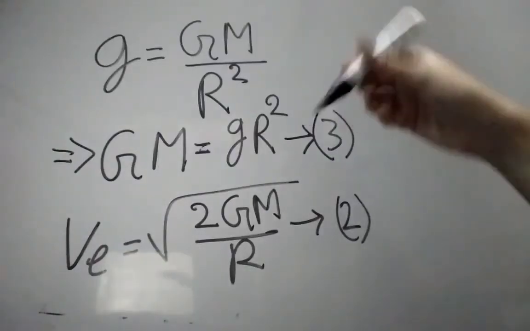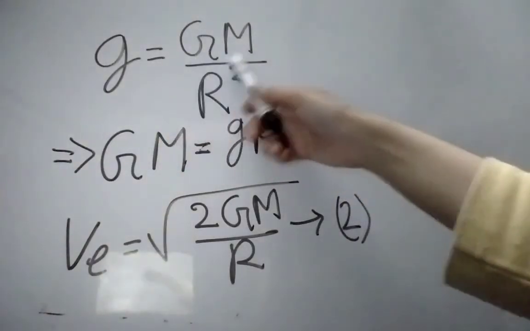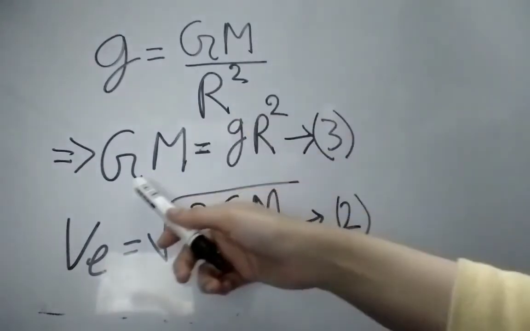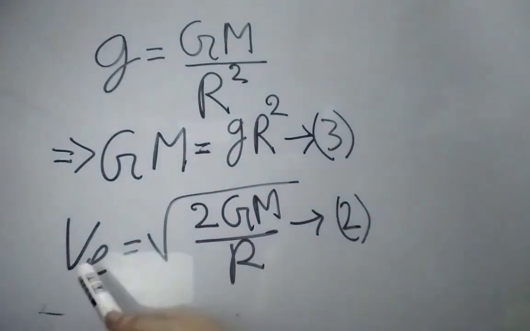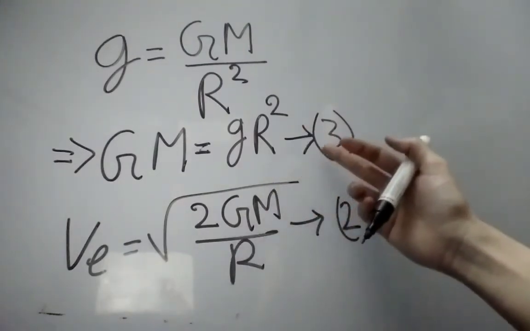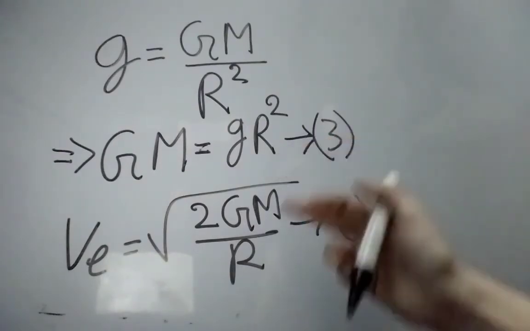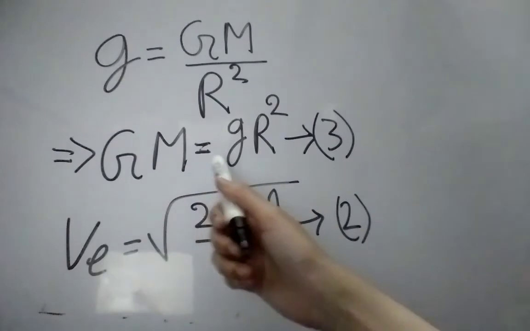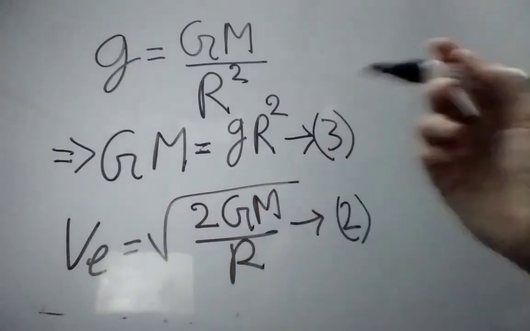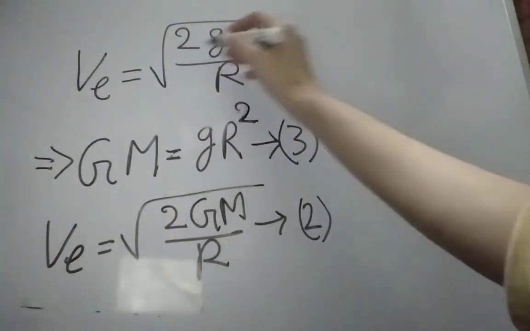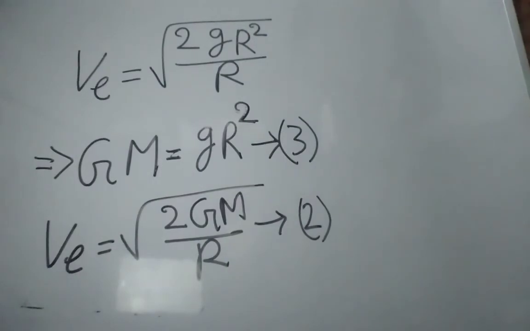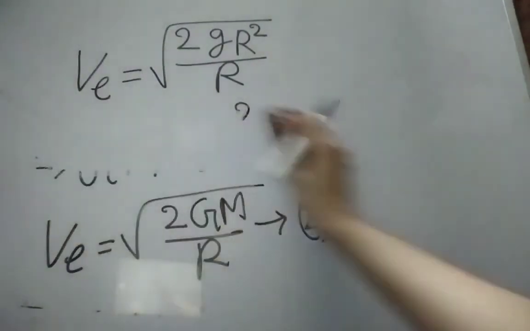We know that the gravitational acceleration, that is small g, equals GM by R square. So from here we can write that GM equals g into R square, and this is equation 3. And we can see that VE equals root over 2GM by R, this is equation 2. So we will put the value of equation 3 in equation 2, that is we will put the value of GM equals gR square in here, and then we will get VE equals root over 2gR square by R.